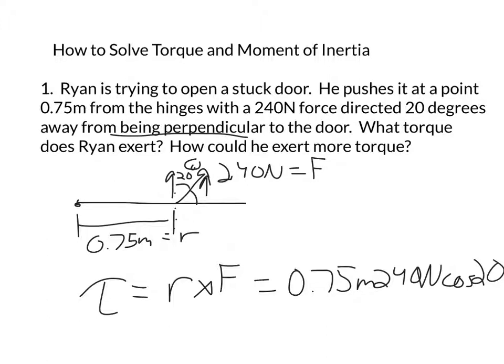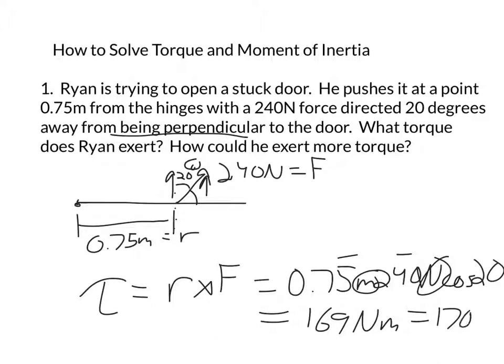All right, and the answer my calculator spits out is 169 Newton meters of torque. Newton meters. This looks like a 2 sig fig problem, so I'm going to round that to 170. Right there. Perfect. So that's the first question. What torque does he exert? He exerts 170 Newton meters of torque.